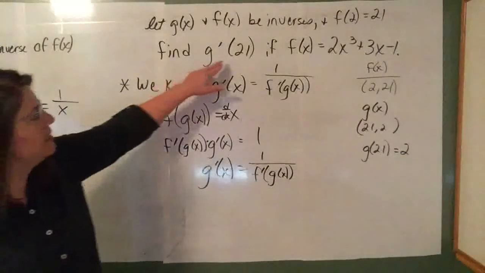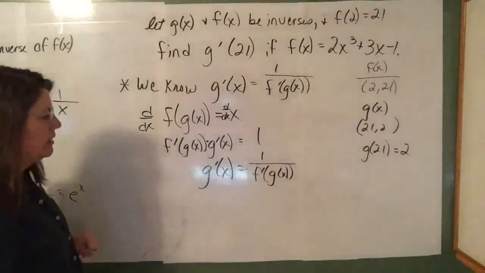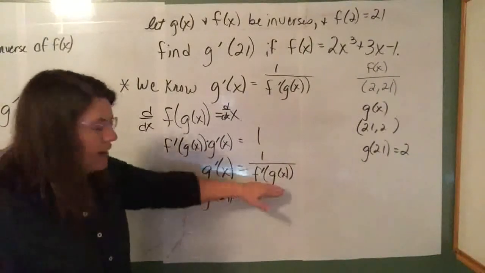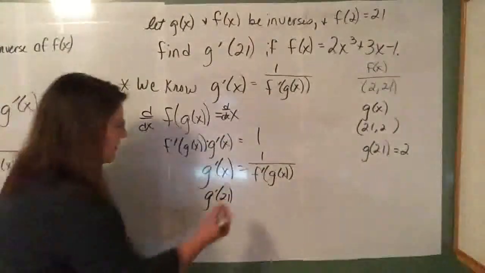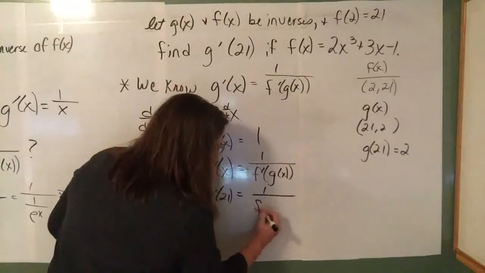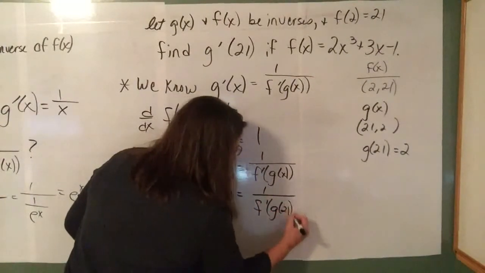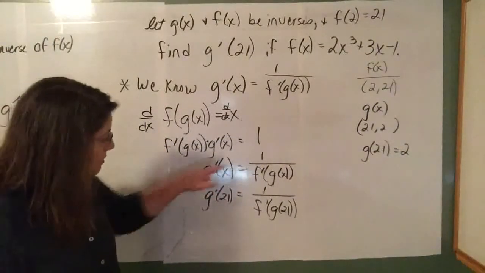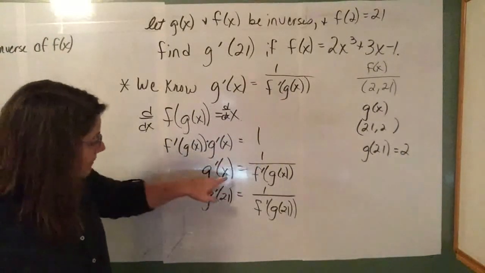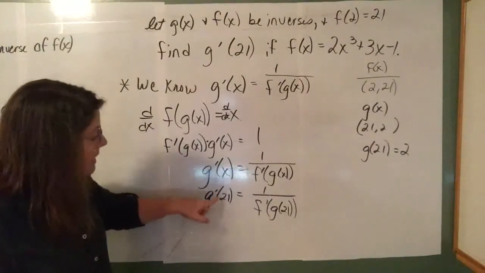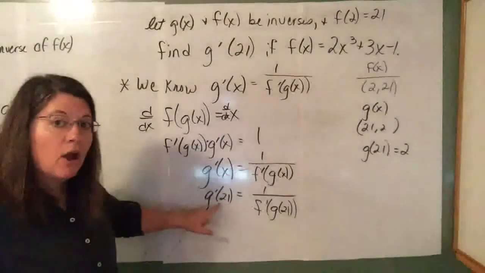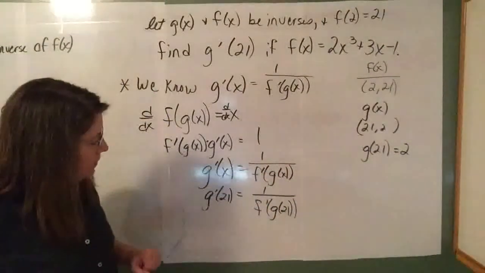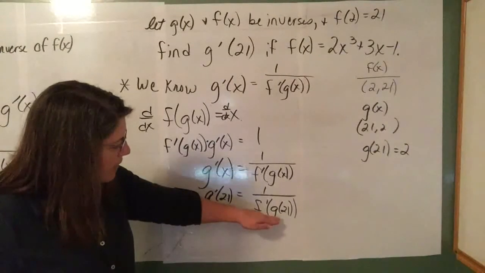So they're asking me to find g prime of 21. Well, if they want g prime of 21, couldn't I just plug 21 in for every x that I see here? Because function notation tells us that g prime of 21 means if I replace this x with 21, all I have to do is replace all these x's with 21. Well, there's only one to replace. So then I can just simplify what I've got here.